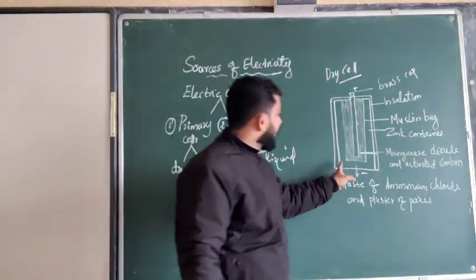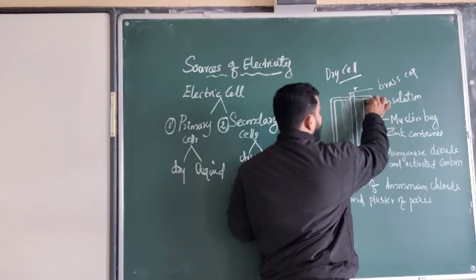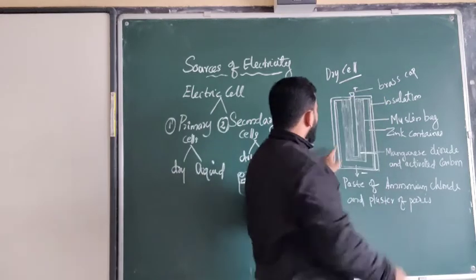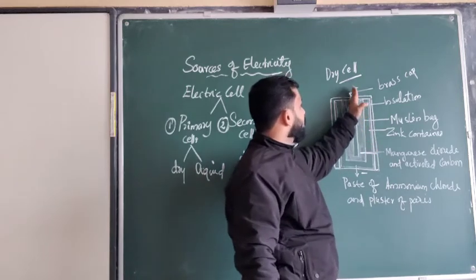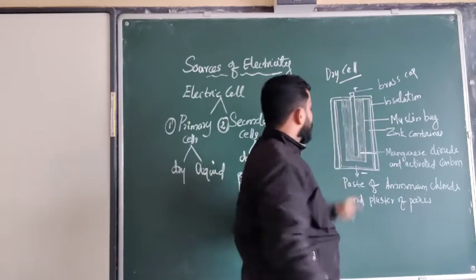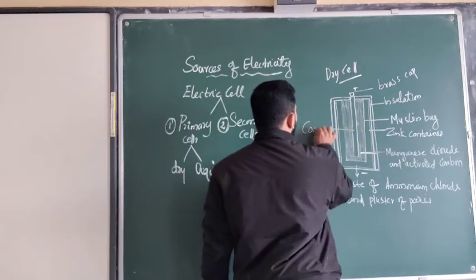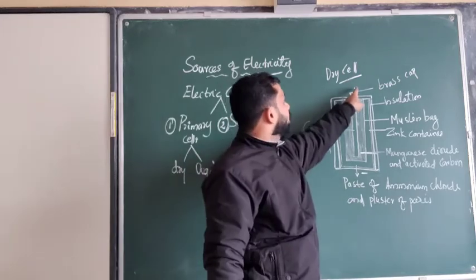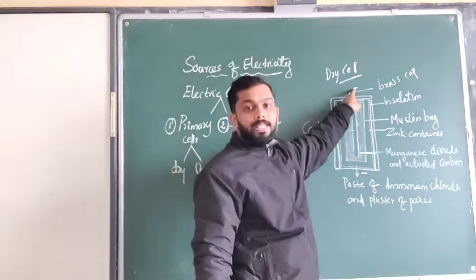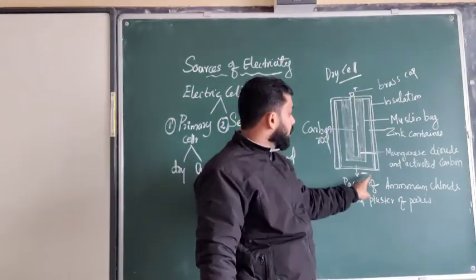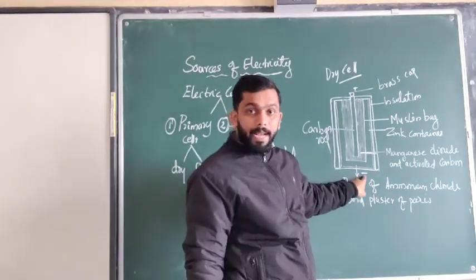This will be the zinc container, and there will be a small diagram. This is called a zinc container. At the center of the zinc container there is a carbon rod. And above the carbon rod there will be a brass cap, and this will act as a positive terminal. And the bottom is going to act as a negative terminal.